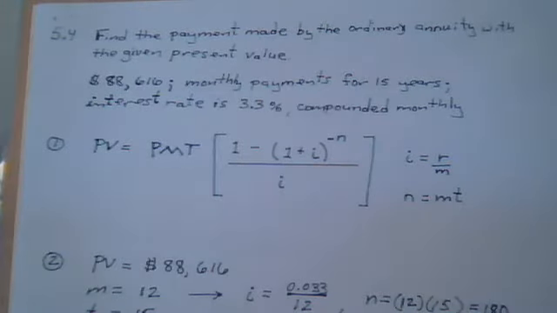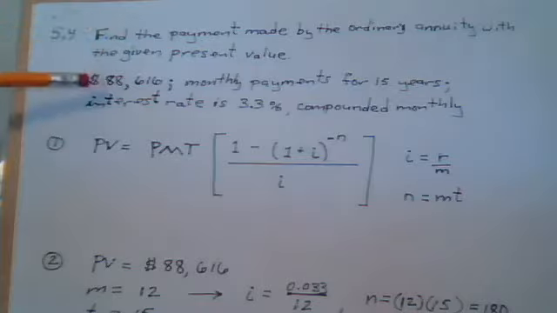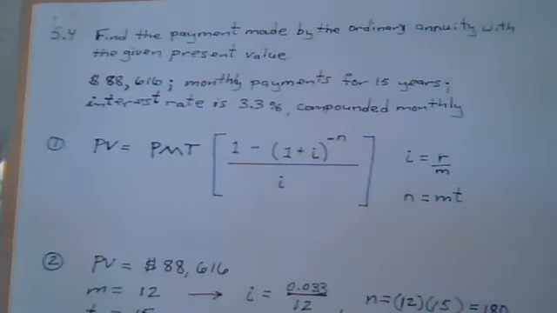Find the payment made by the ordinary annuity with a given present value. They also not only ask us to do this, but they give us information. They're telling us that the present value is $88,616. They're also informing us that these payments are going to be monthly for 15 years. The interest will be 3.3%, and we're going to be compounding monthly.